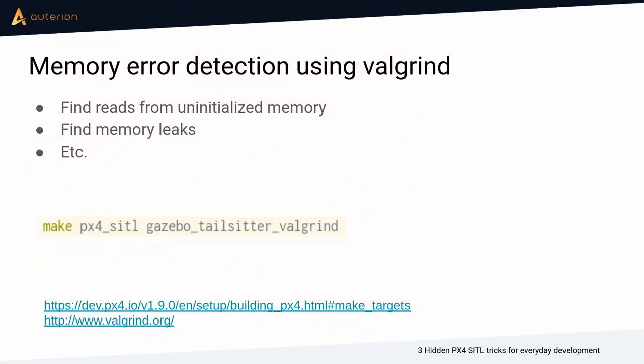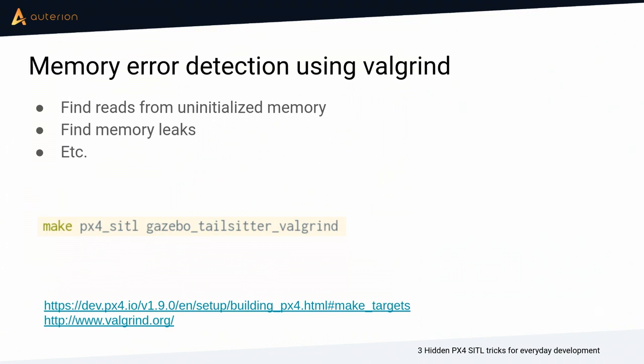Again, that's what you were seeing. Memory error detection using valgrind. Valgrind is a great tool to find uninitialized memory, especially at the point when it's used, and to find memory leaks. It's much more powerful than that, but that's just the basics it can cover. I suggest you look at the docs and resort to it if you need it.